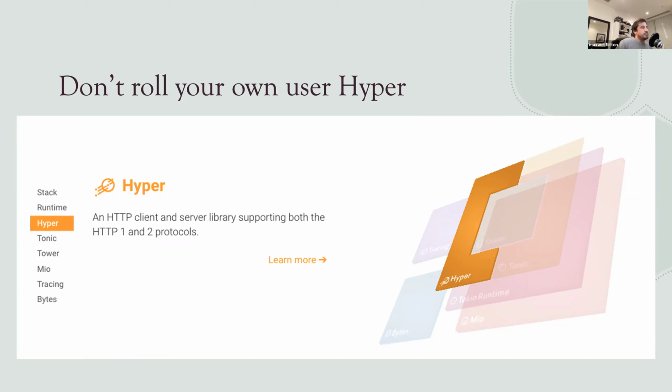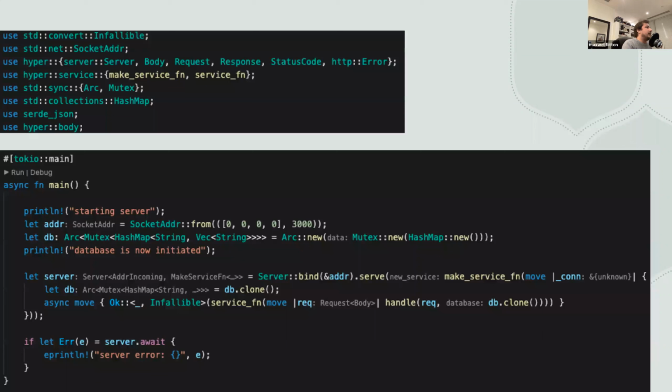And that's where Hyper comes in. And as you can see here, this is just above the Tokio runtime. And it's pretty much the same thing. But I just import, as you can see, a load of stuff from Hyper. So they have their own server, their own body, their own request, response, status code, make service function. And we're still using the Arc and the Mutex.